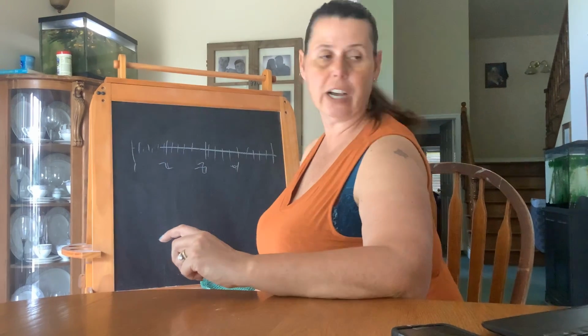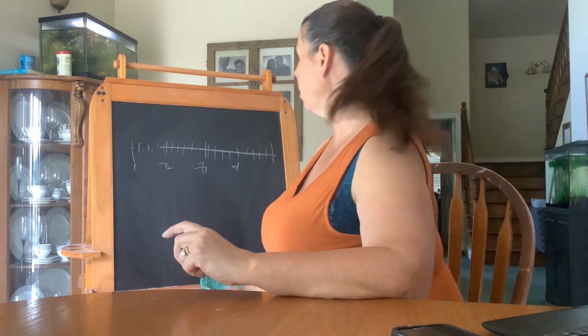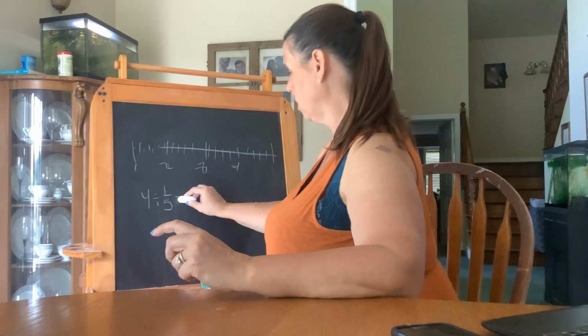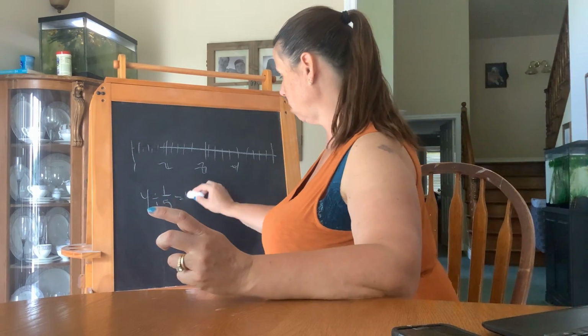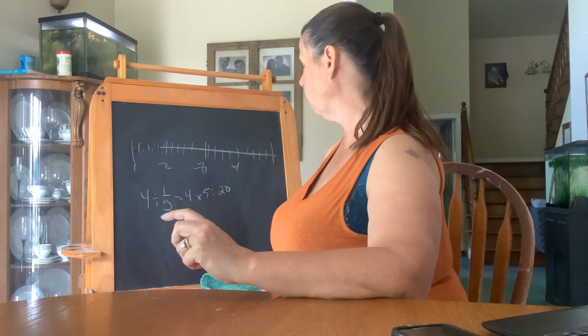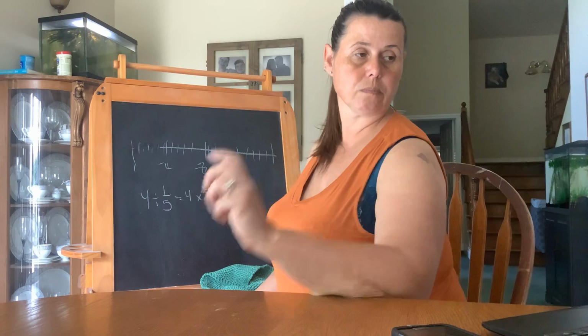So they're all cut into 5s, right? So what I have to do is figure out what 4 divided by 1/5 is. I can do that because we just did it. It would be 4 times 5 equals 20, right? So 4 divided by 1/5 would be 20, right?